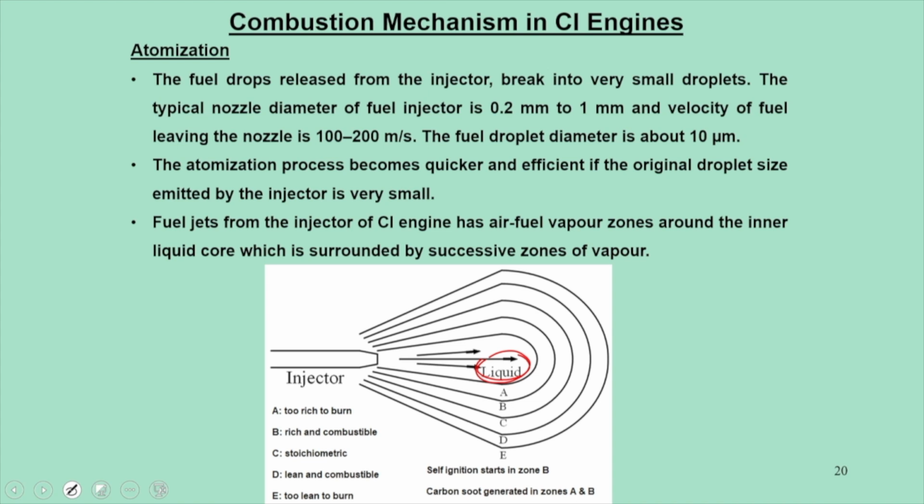So the first zone is A, which is too rich to burn. The second zone is rich and combustible. The third zone is stoichiometric. The fourth zone is D, which is lean and combustible. Lean but combustible, but E is too lean to burn. So obviously we are moving from a very rich zone to a very lean zone, which is the far stream. And self-ignition occurs at zone B. That is the most effective zone where the entire fuel droplets get combusted.